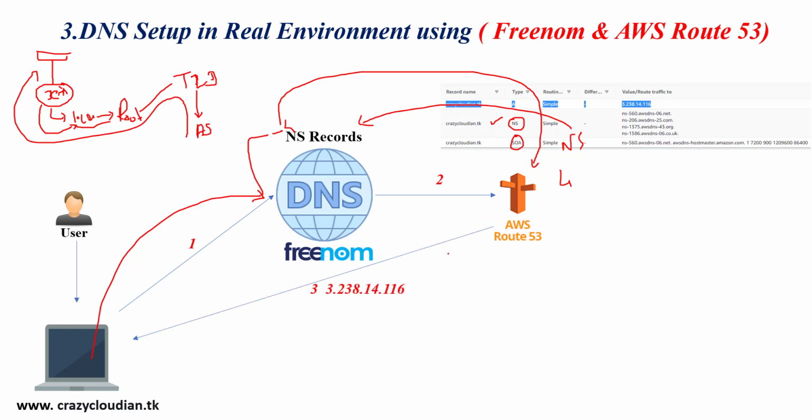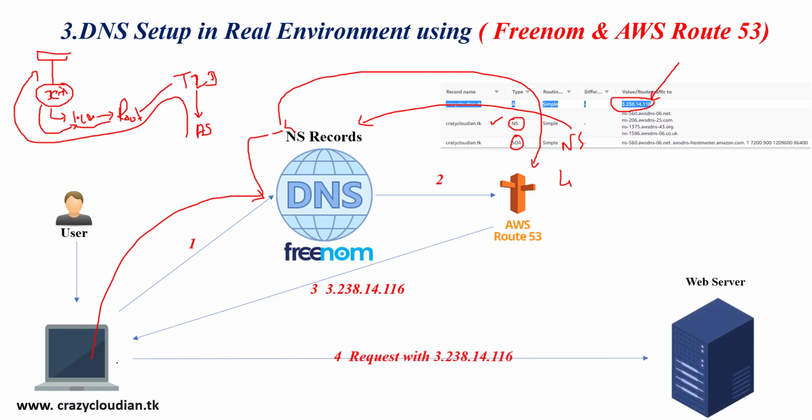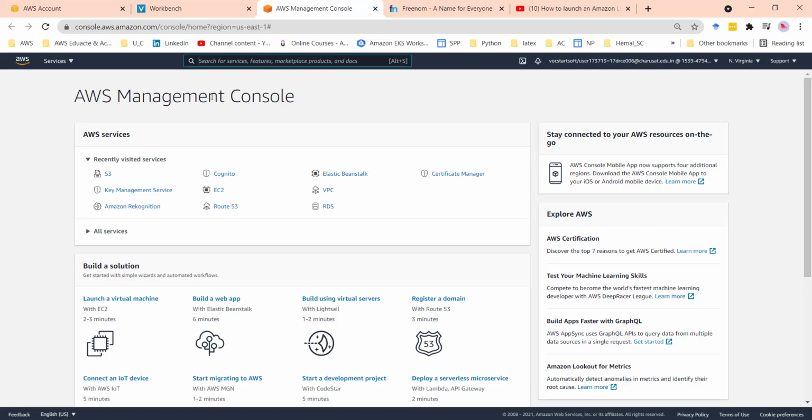So after this, I have already added one record. In this specific session, we are going to learn how to create this server and how to add this record in Route 53. Then your machine sends a request with the help of an IP address and you can get back a response. So we are going to first create this server on AWS.